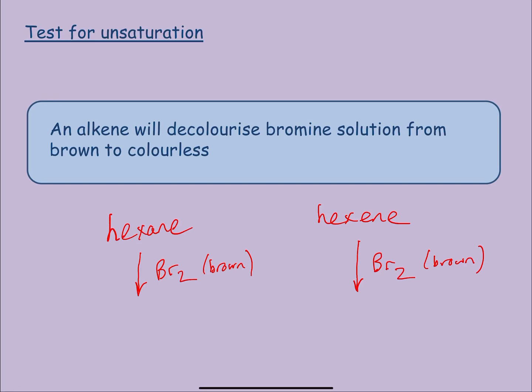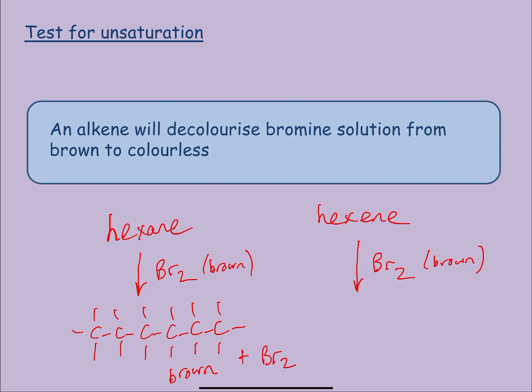The hexane is totally saturated, so there's no space for the bromines to be attached on. 1, 2, 3, 4, 5, 6. That's all totally filled up, so there's no way. So you'd just be left with the bromine sitting in that solution, which would make it stay brown.